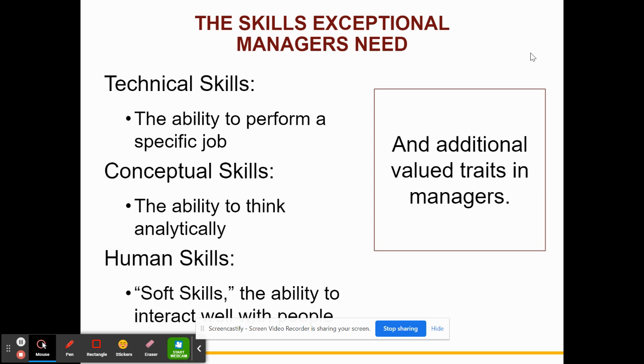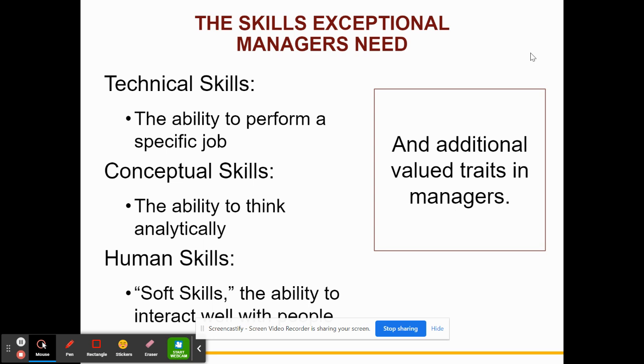Other skills needed as well. So technical skills, the ability to perform a specific job. So not just talking about it, but actually the ability to step in there and perform a task if need be. Conceptual skills, the ability to think analytically. So getting pieces of financial information and then being able to critically think about how this impacts the business and how business decisions are then made based off of that financial information. So you have to think analytically.